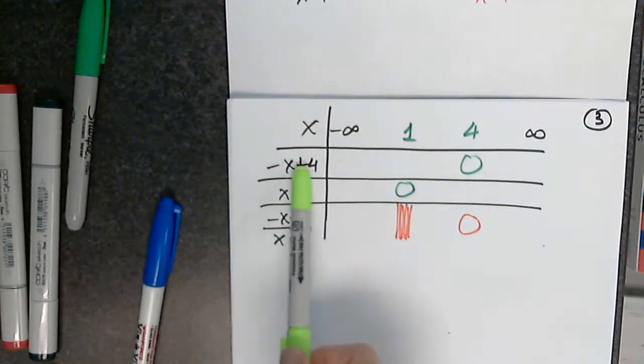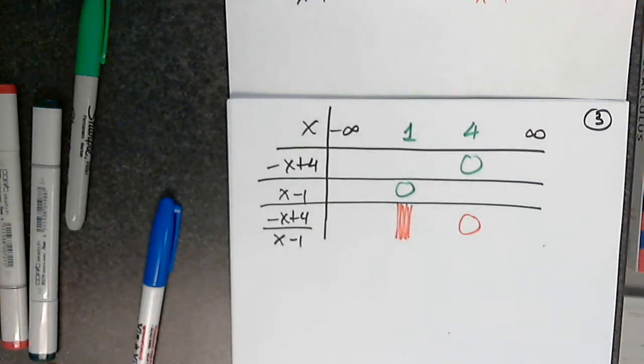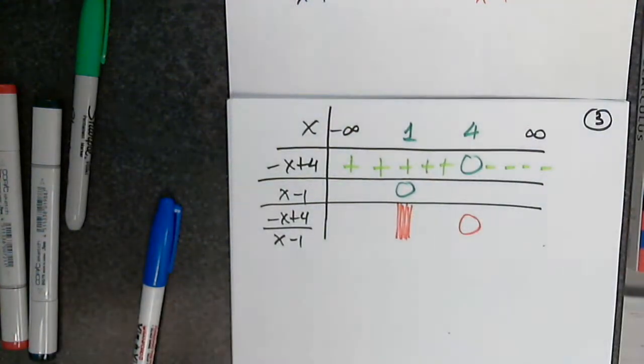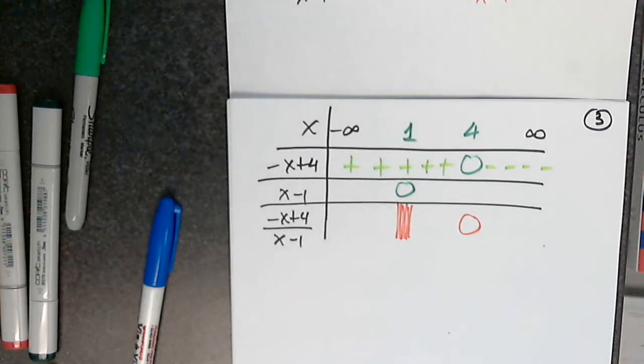So what are the signs for negative x plus 4? Let's think. It's positive and then negative. Exactly, because it's a negative slope. Do we all agree with positive and then negative? Chris? Agreed? Yeah, but I multiplied by -1 before. That's good too.